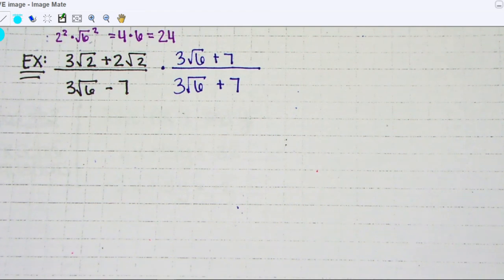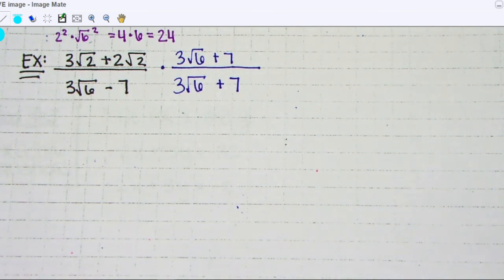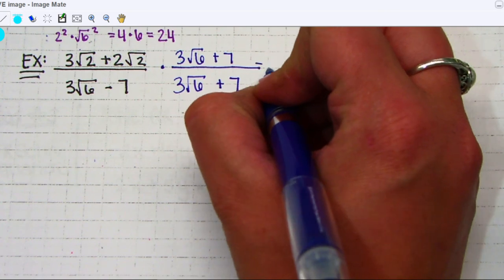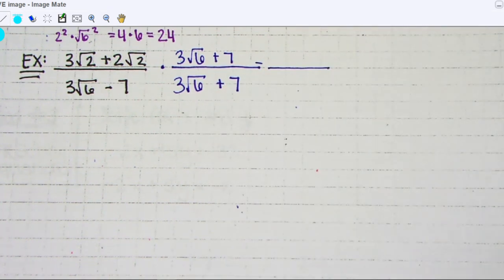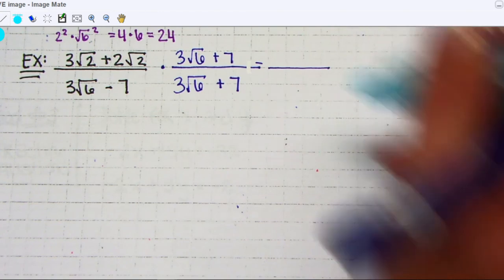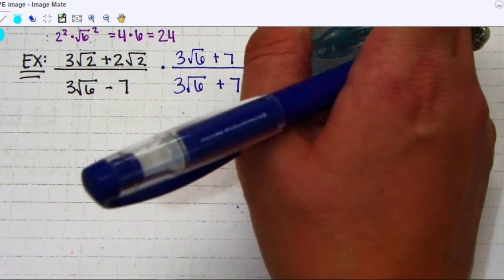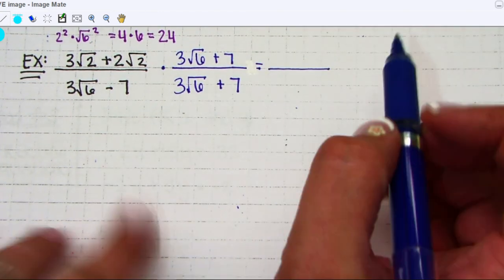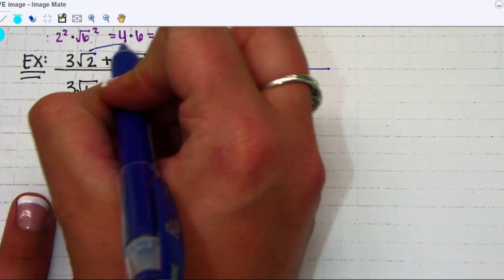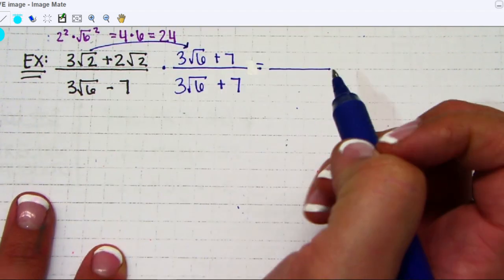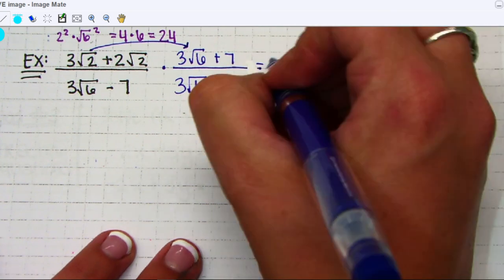This problem is going to take a little bit more time just because we have to distribute a little bit more. Mathematically, it's not a harder problem. It's just a slightly longer problem. All right, so to distribute on the top, you're going to do 3 square root of 2 times 3 square root of 6. What does that become? 9 square root of 12. Good, 9 square root of 12.